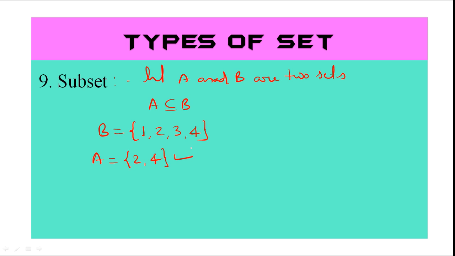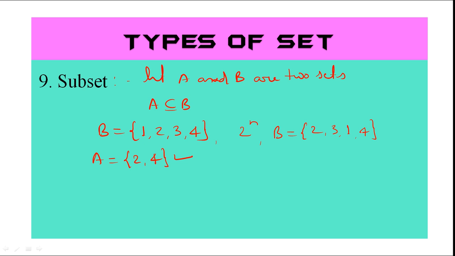So how many subsets can it have? Phi is also a subset of B. Phi, the null set, because the null set has no element, right? So how many subsets may it have? The number of elements in the power set will be 2 to the power n, right? Is that clear? So every set is also a subset of itself. If I write B is equal to 2, 3, 1, 4, so B is also a subset of B.